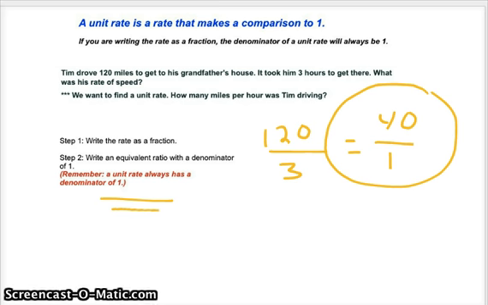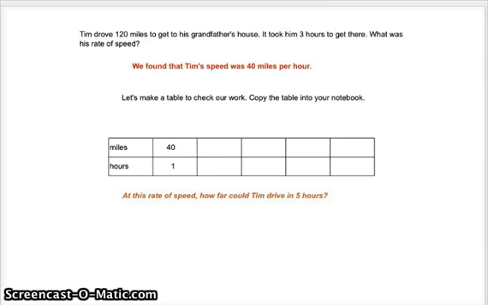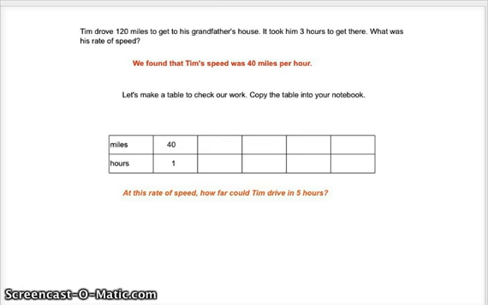Okay, Tim drove 120 miles to get to his grandfather's house. It took him 3 hours to get there. So he drove 40 miles per hour. Okay, you can always check a ratio or a rate with a ratio table. So if he went 40 miles in 1 hour, he went 80 miles in 2 hours. Okay, remember ratios have a multiplication relationship, 1 times 2, and 40 times 2 is 80. If he drove 3 hours, he would go 120 miles. 40 times 3 is 120, 1 times 3 is 3.